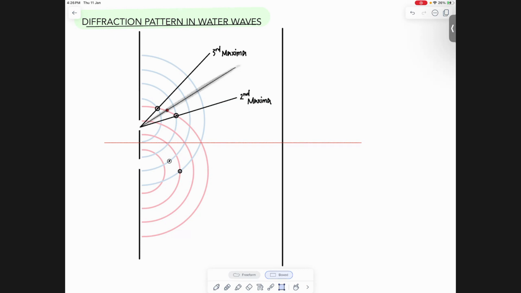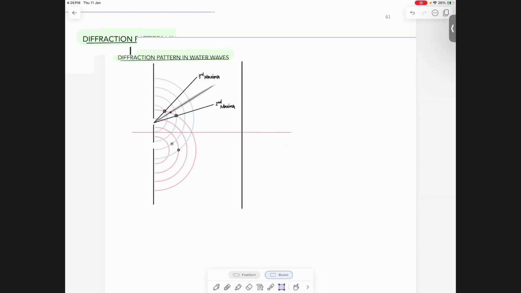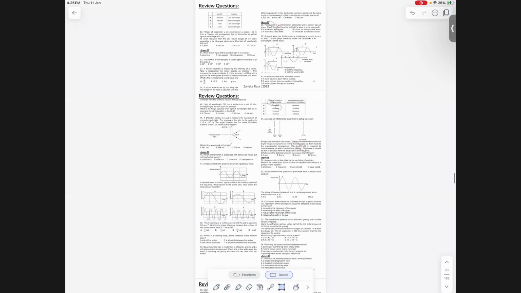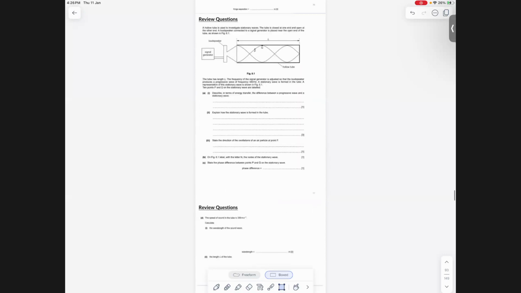I'll move on. Let's start with it, okay? It is a question paper, you'll come across it. In fact, if I'm not wrong, it was a review question last year. Yeah, past paper you'll have plenty of this.